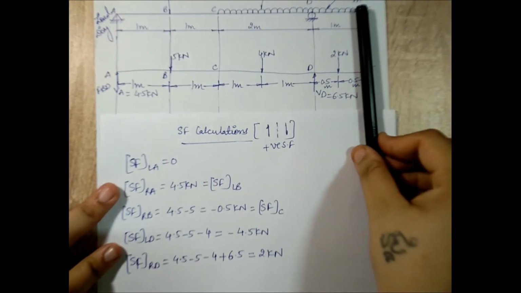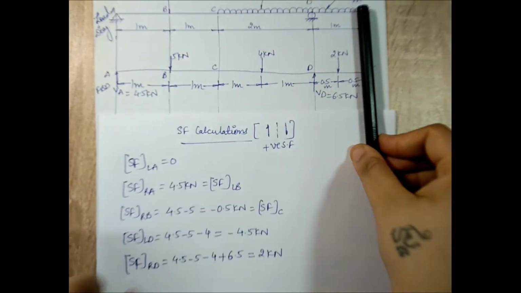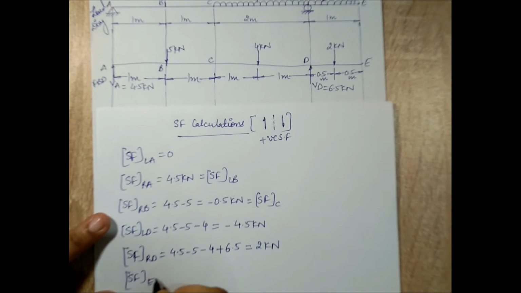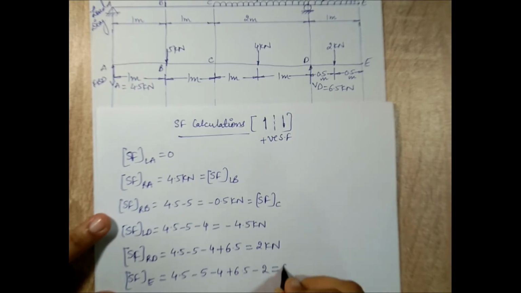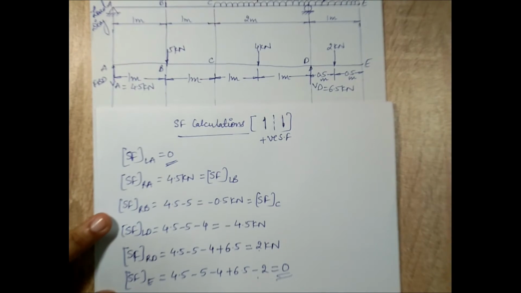Last I'll calculate the shear force at E. When I stand at E, all the forces become visible. So shear force at E is 4.5 minus 5 minus 4 plus 6.5 minus 2. I get the answer as 0. Here it was 2. I added minus 2, so it became 0. So it starts at 0, ends at 0. My calculations are correct. Now I'll plot the SF diagram.